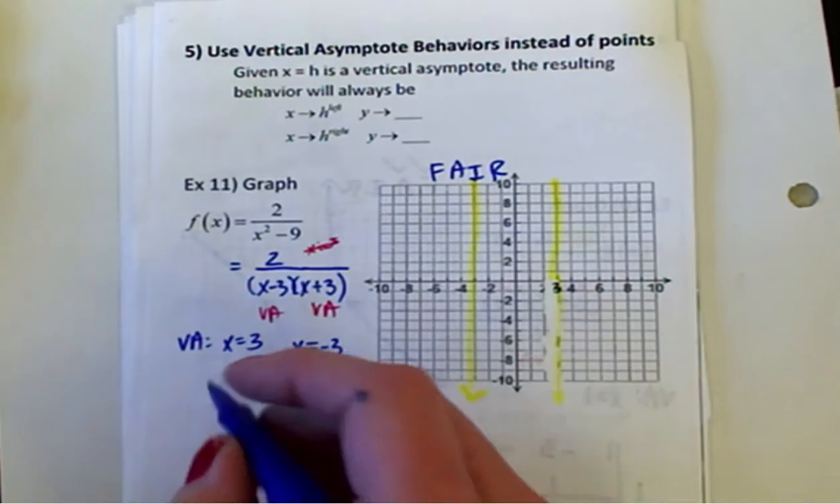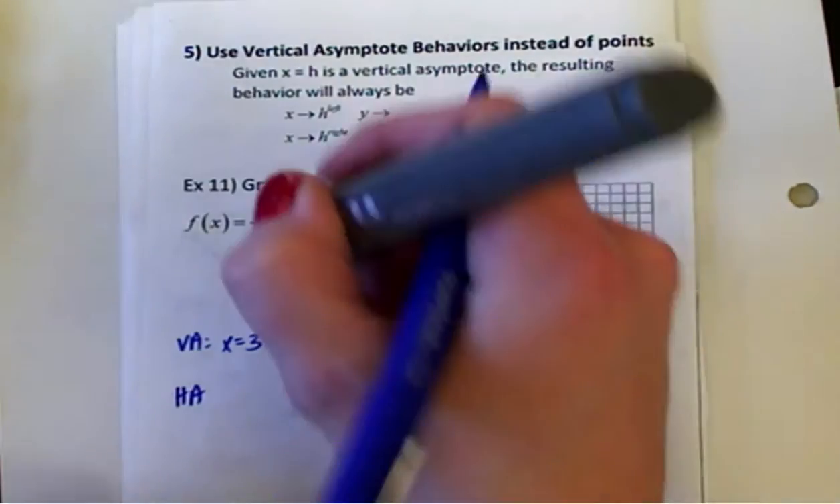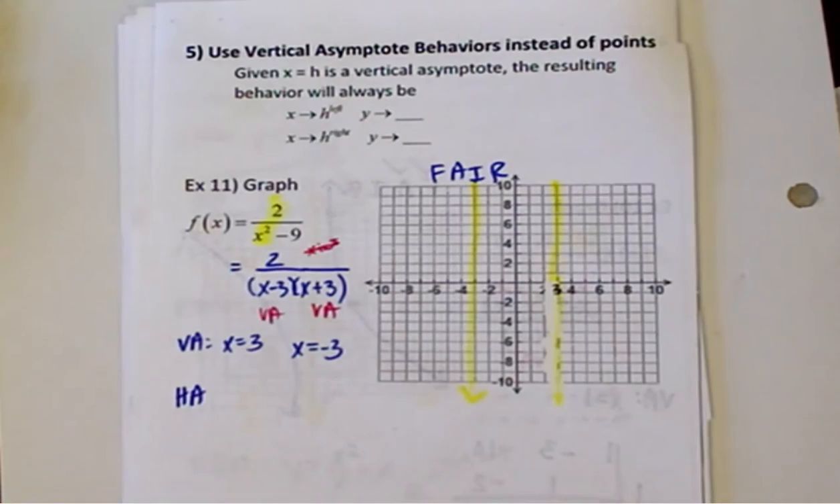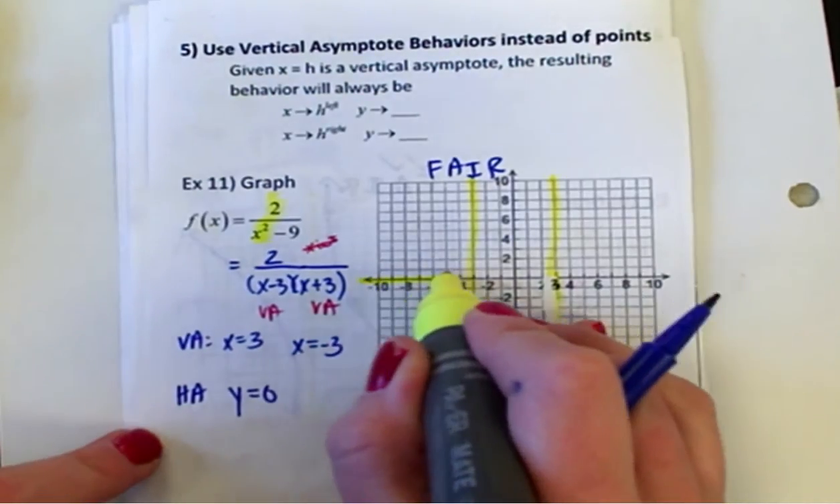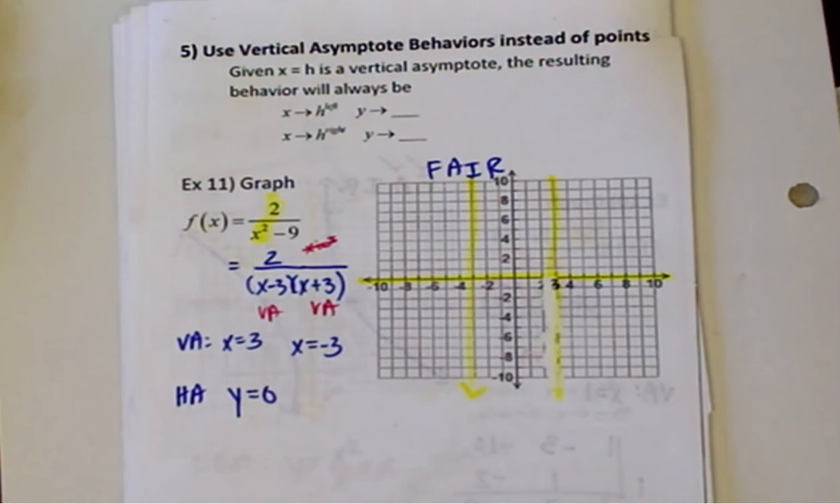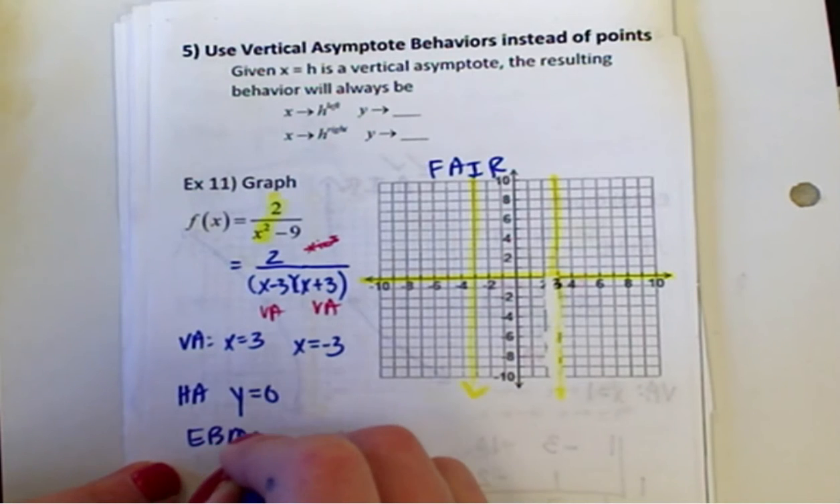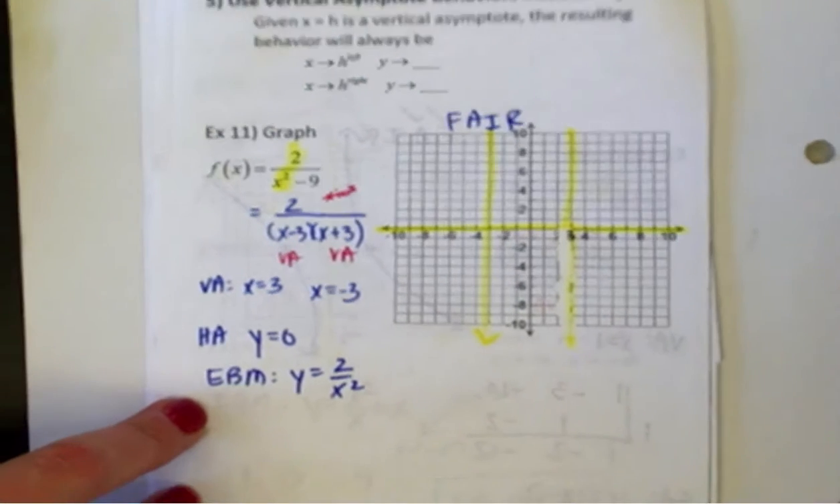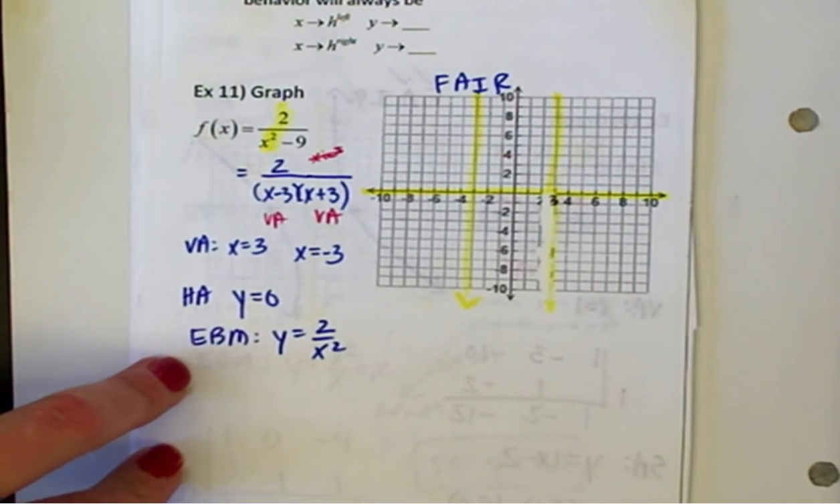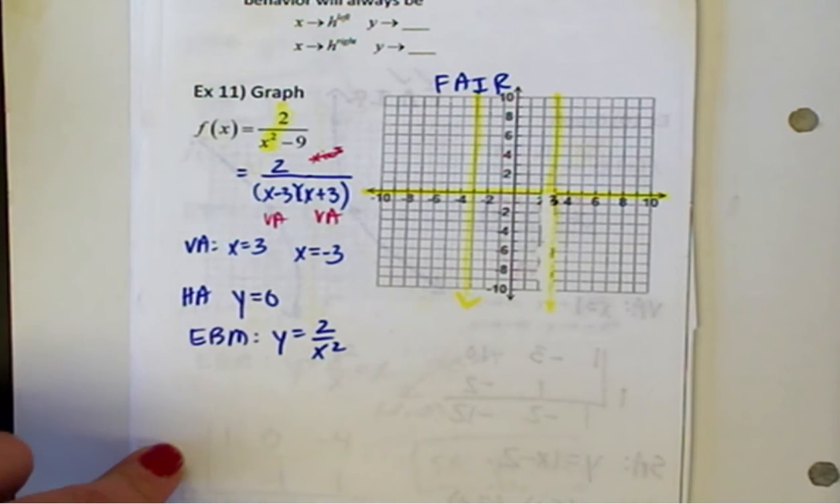So, next, HA. All right, so I'm looking at the degree of the numerator is 0. The degree of the denominator is 2. The denominator is bigger, which means it's going to be HA of 0. The end behavior model gives me 2 over x squared. The denominator degree is 2. That is bigger, which means 0 is the horizontal asymptote.